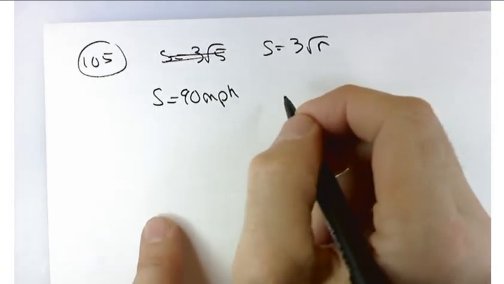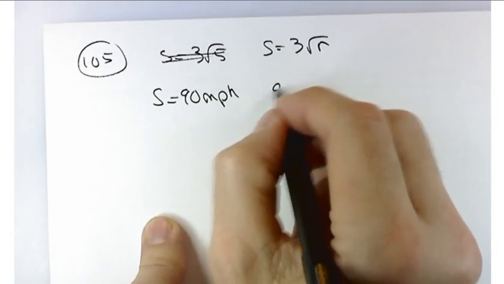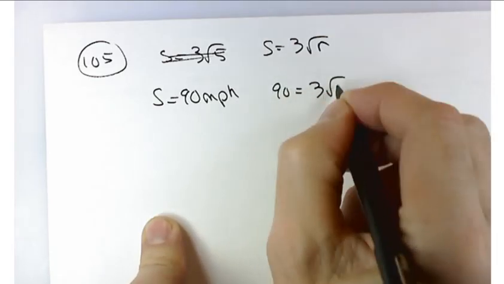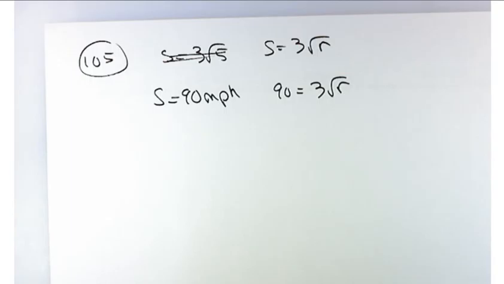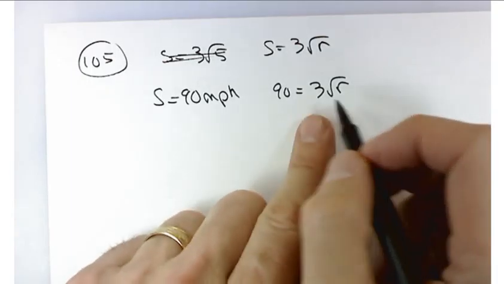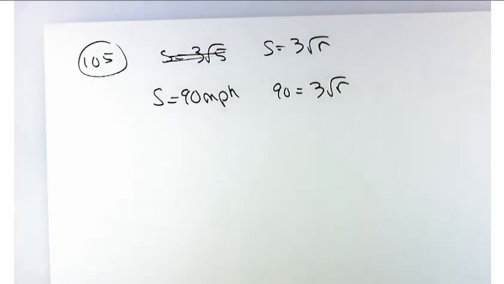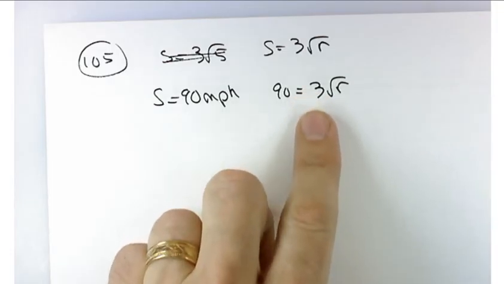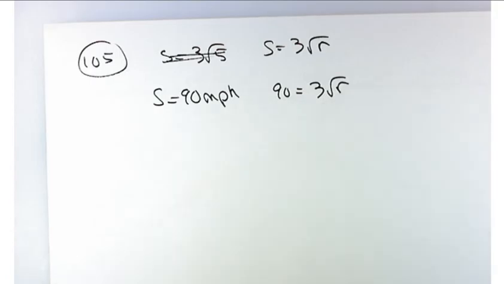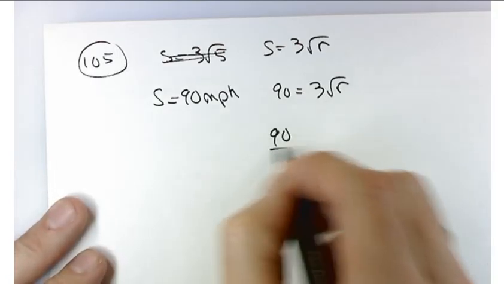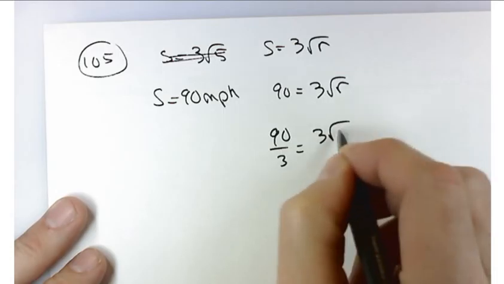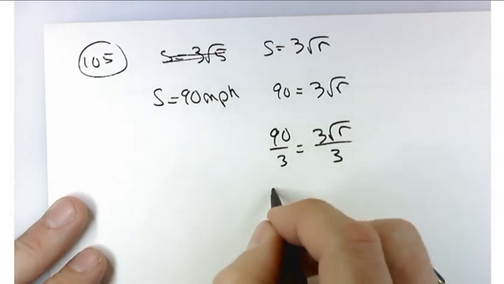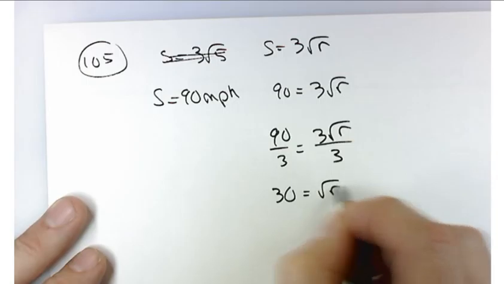All right, s is 90, so that gives me 90 equals 3 square roots of r. There's a couple ways that we can do this one. You could square both sides and then solve for r, but I think I might take a different approach, especially since you gave us such a nice, easy, friendly number. What else could you do here to get started? Good, divide by 3. So let's divide both sides by 3. So we get 30 equals the square root of r.